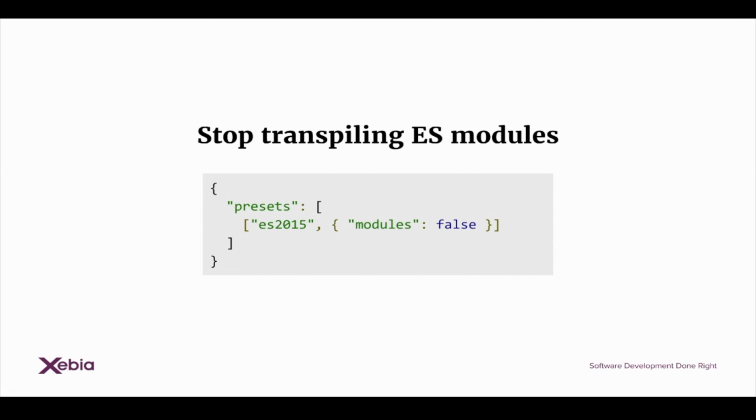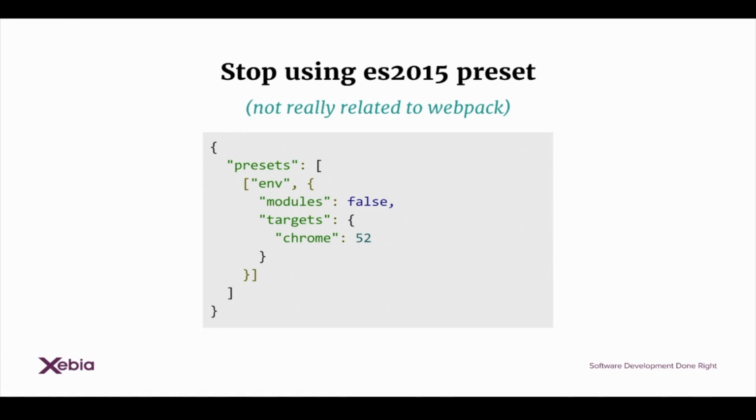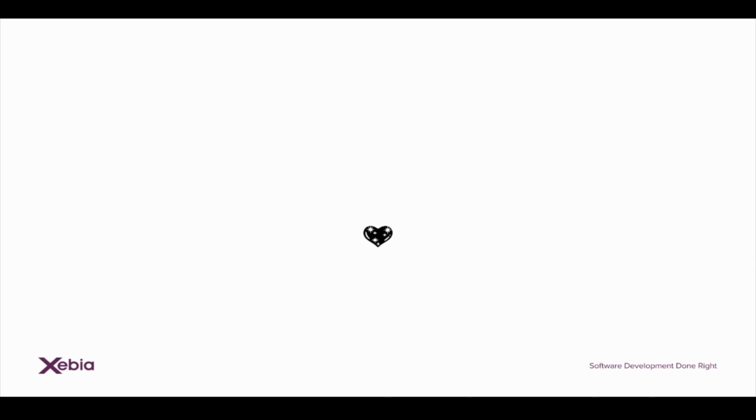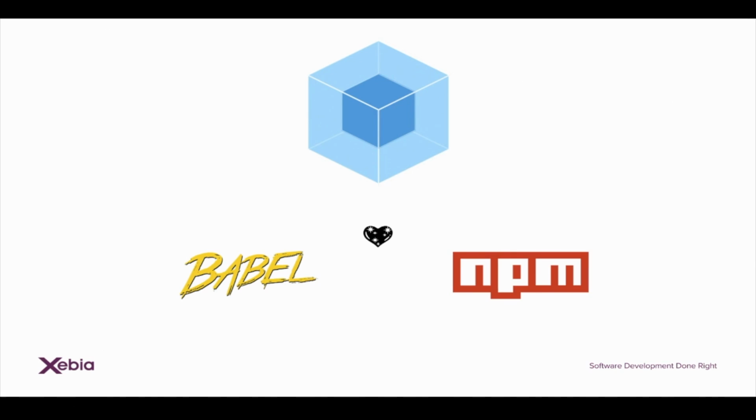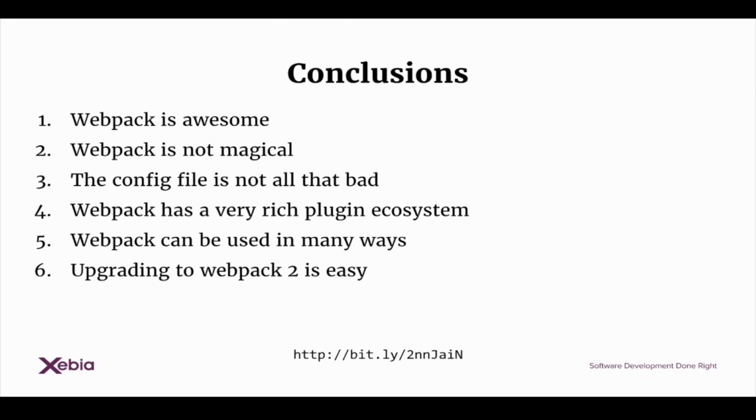You should stop transpiling ES modules. If you're using Webpack 2, stop transpiling ES modules. You can do it like this, but much better is actually using Babel and a plugin preset. So stop using the ES2015 preset. In conclusion, Webpack, Babel, npm, they love each other. It's a happy marriage, three ways.